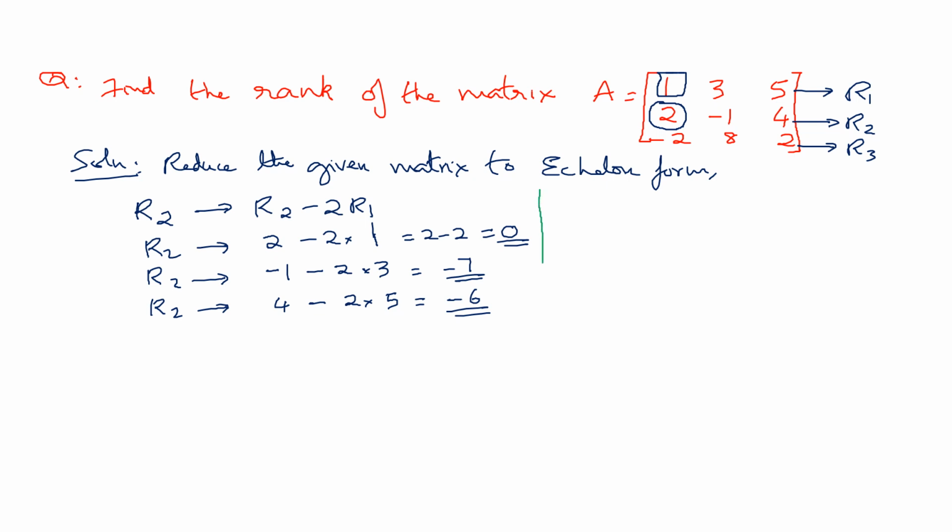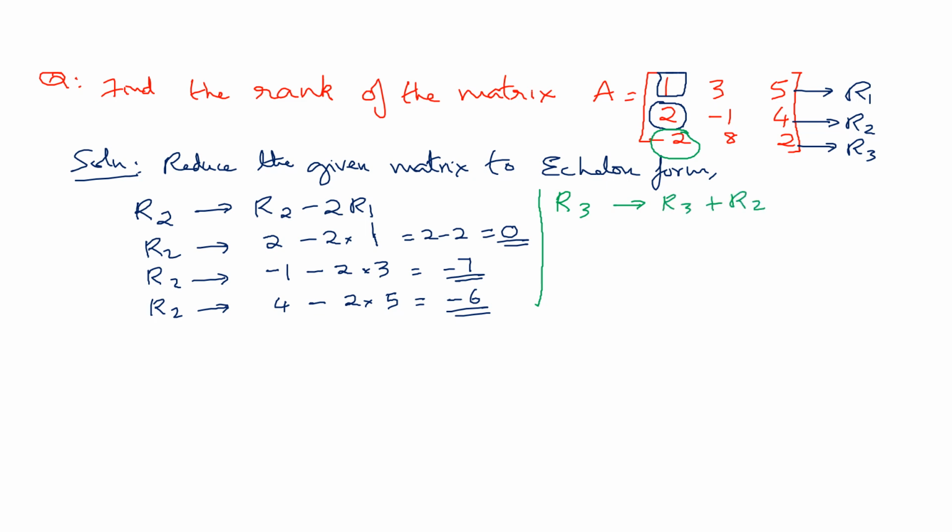So how to make R3? Again, the same rule. This minus 2 has to become 0. Looking at R2 and R3, minus 2 plus 2 will give you 0. So you write an equation for R3 with respect to R2: R3 becomes R3 plus R2.